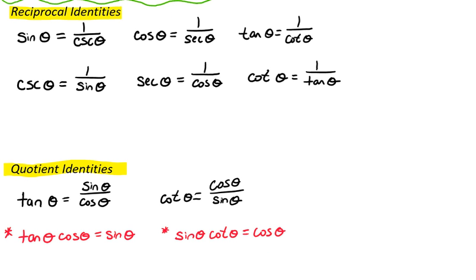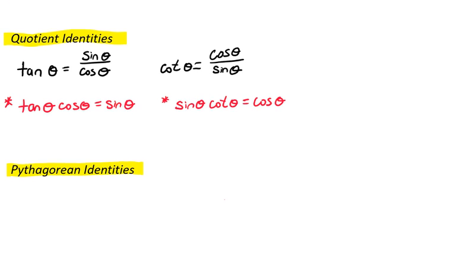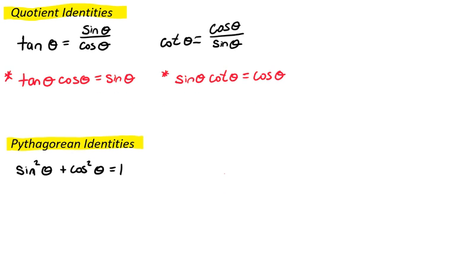Another type of identity that we have is our Pythagorean identities. For Pythagorean identities, we have sine squared of theta plus the cosine squared of theta equals 1. Now, we can manipulate that as well. If we subtract cosine squared of theta from both sides, that tells us that the sine squared of theta equals 1 minus the cosine squared of theta. We could also subtract the sine squared of theta from each side and have the cosine squared of theta equals 1 minus the sine squared of theta as well.